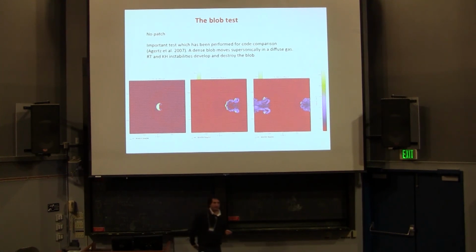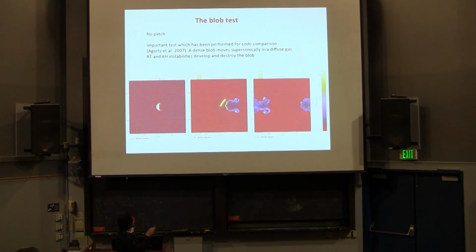So you have the so-called blob test, which has also been extensively performed by many people from the cosmology community. It's easy to do by yourself. So you have a patch of dense gas, okay, which is moving supersonically in a diffuse medium. So it's essentially a cloud moving in a diffuse medium. You have local pressure equilibrium because this gas is warmer than that one, but you have a shock front that forms, and you have gas running around. So you have a combination of instabilities like Rayleigh-Taylor and Kelvin-Helmholtz. So you see that your clump is quickly dissolved.